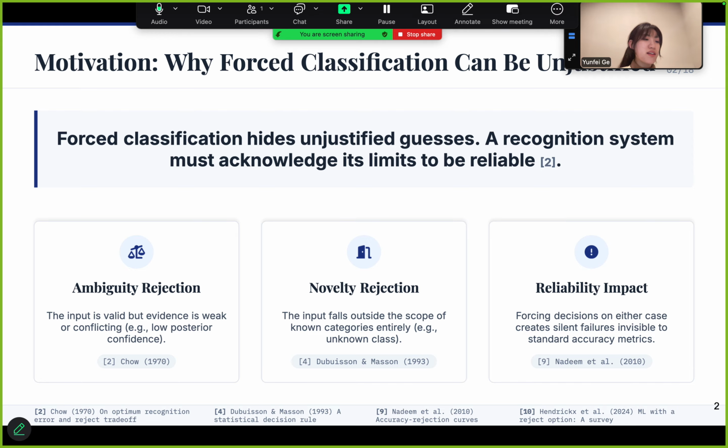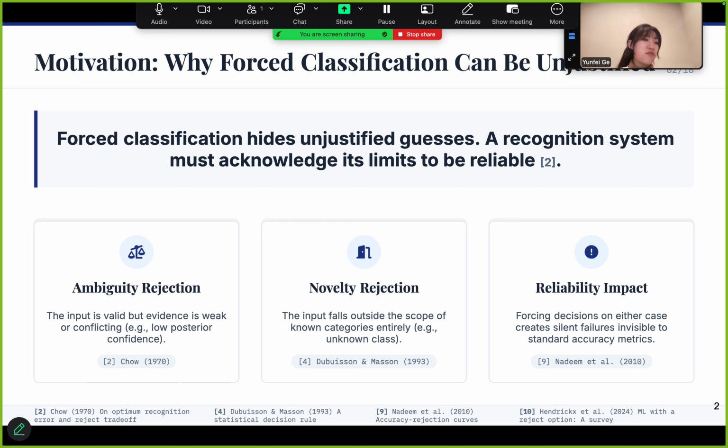So this survey is organized around two structurally different reasons to refuse. The first is ambiguity rejection. The input is in distribution, but the evidence is weak or conflicting among known classes. The second is novelty rejection. The input falls outside the scope of known categories entirely. These are different problems and they require different tools.